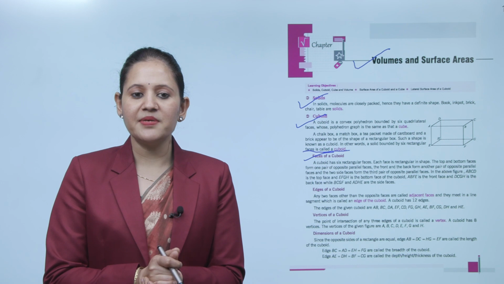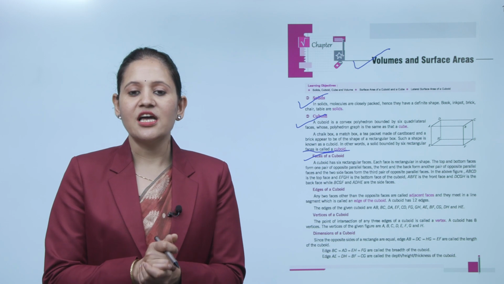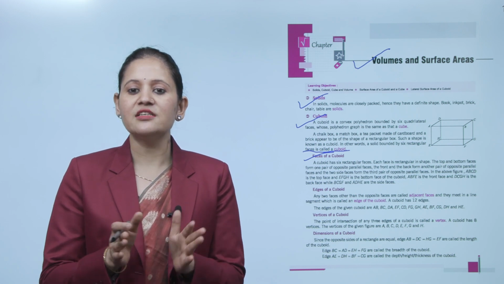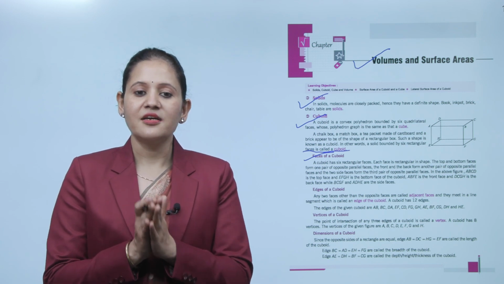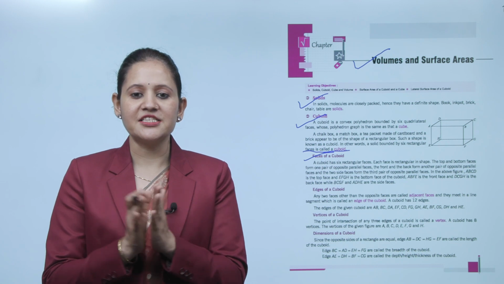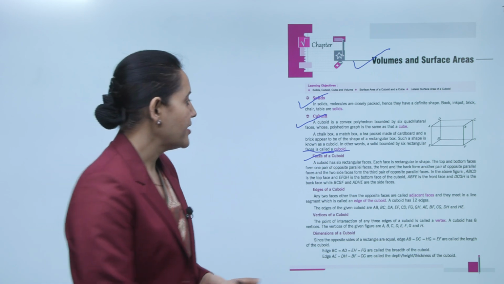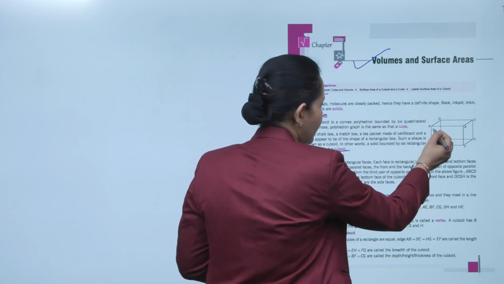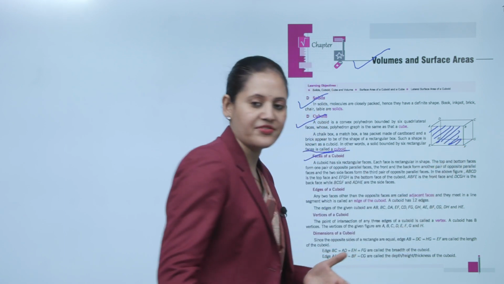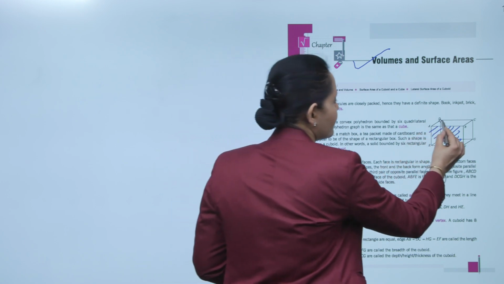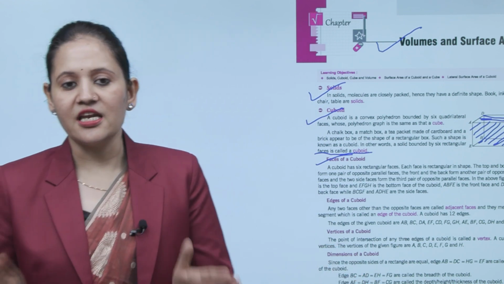In the above figure, ABCD is the top face, EFGH is the bottom face of the cuboid, ABEF is the front face and DCGH is the back face, while BCGF and ADHE are the side faces of the cuboid. So this is a cuboid. It has 6 faces. ABEF, this is a face. These are the faces. Total 6 faces in a cuboid.